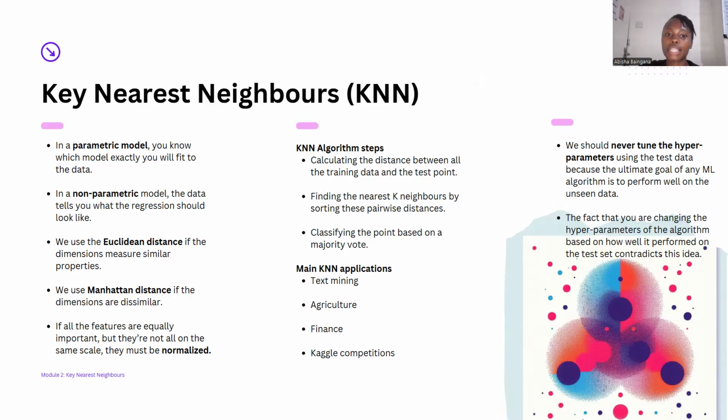Then KNN has 3 main algorithm steps: calculating the distance between the training data and the test point, finding the nearest k-neighbors by sorting their pairwise distances, and classifying the point based on a majority vote. Some of the main KNN applications are text mining, agriculture, finance, and Kaggle competitions. Another thing to take note of when we are working with hyperparameters in KNN is that you should never tune them using the test data.